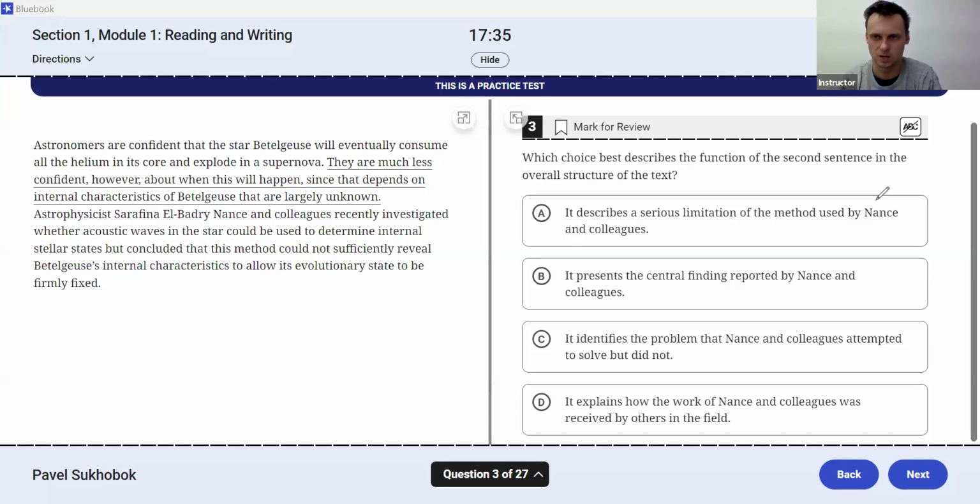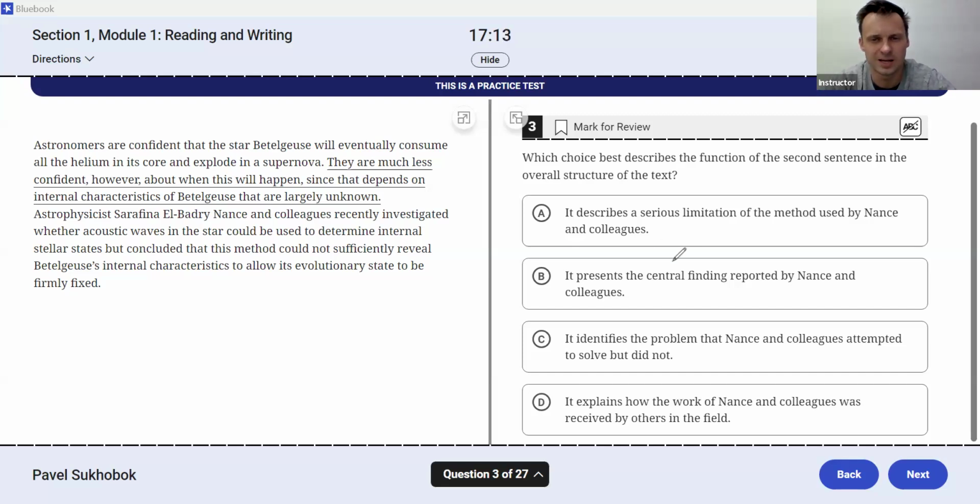It is much easier to eliminate the wrong answer choices than it is to arrive at the right one. And so I'm very picky about what words are being used. If I feel like one word is not the right word, a lot of times I'll cross out that answer choice. So A, it describes a serious limitation of the method used by Nance and the colleagues.